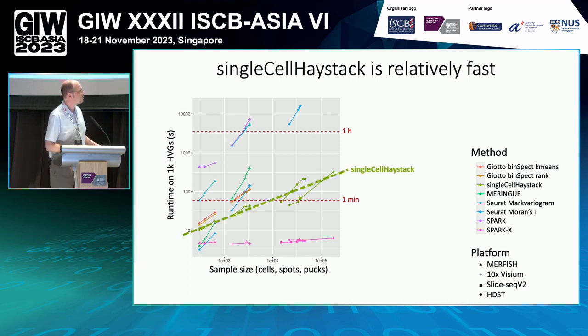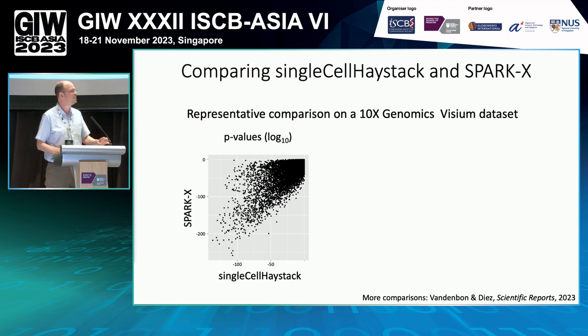Our method is not so slow, I guess. There is one method, however, that's exceptionally fast. It's called SparkX, which means, of course, that now I have to claim somehow that we are still better than SparkX. Here I'm showing a comparison on a 10x Genomics Visium dataset. I'm showing the log p-values returned by our method or by SparkX. Each dot is one gene.